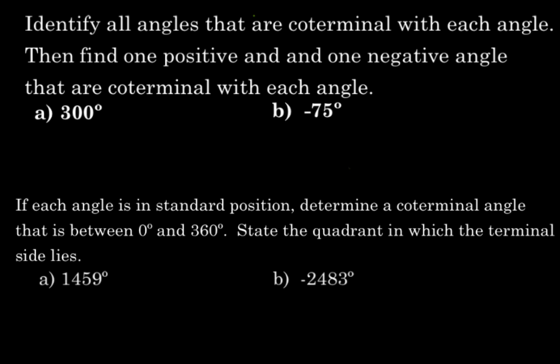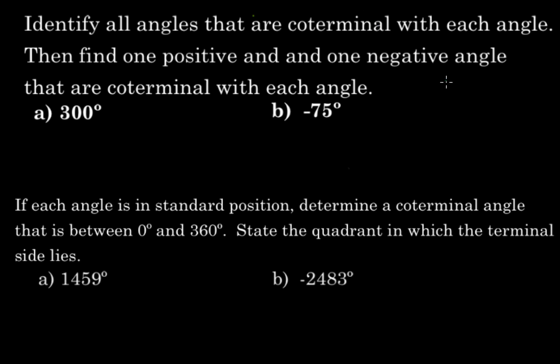Alright, so a couple more examples. Identify all angles that are coterminal with each angle, then find one positive and one negative angle that are coterminal with each angle. The most important thing for us to understand for this is that a coterminal angle will just be an angle with 360 degrees added to it.